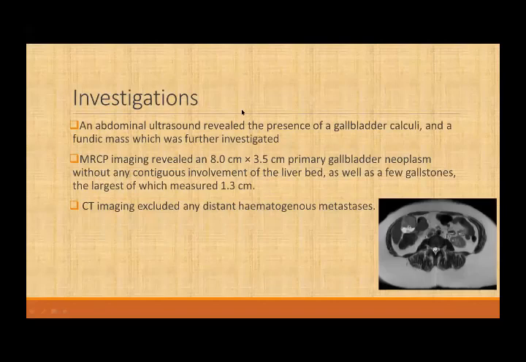So investigations were done. Abdominal ultrasound revealed the presence of gallbladder calculi and a fundic mass, which was further investigated. MRCP was done and it showed the primary gallbladder tumor. There were some gallstones as well. Then she had a staging CT, which excluded any distant hematogenous metastasis.